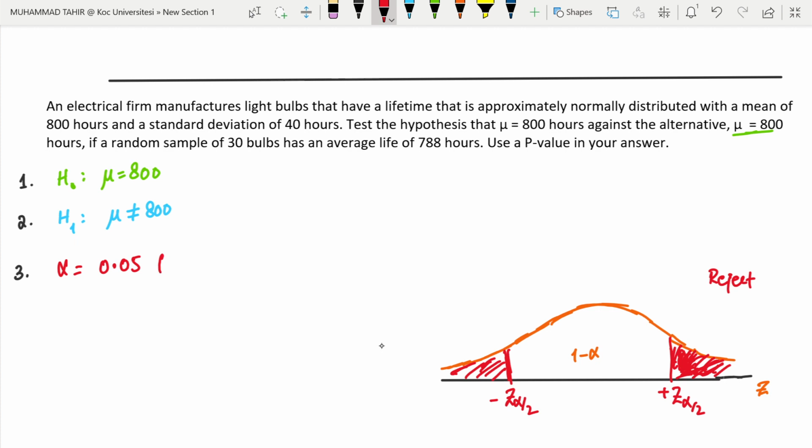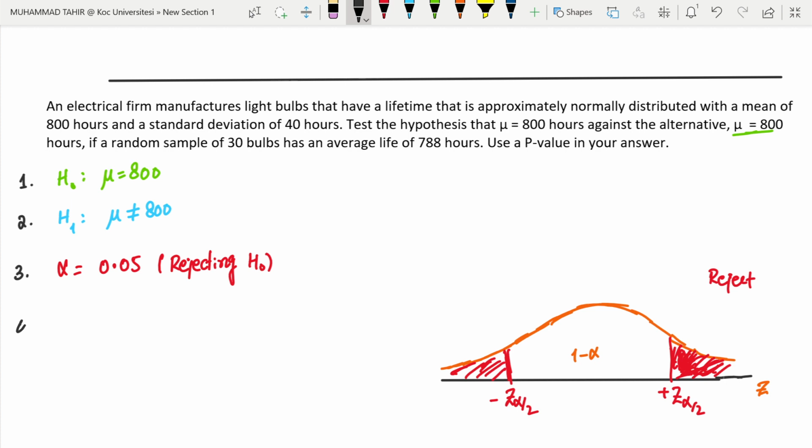So this is the probability of rejecting. Let me repeat. When you are not given the level of significance, the standard assumption for the level of significance is 0.05, and you take that.